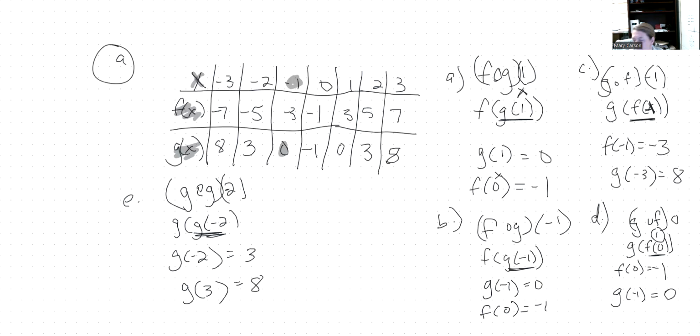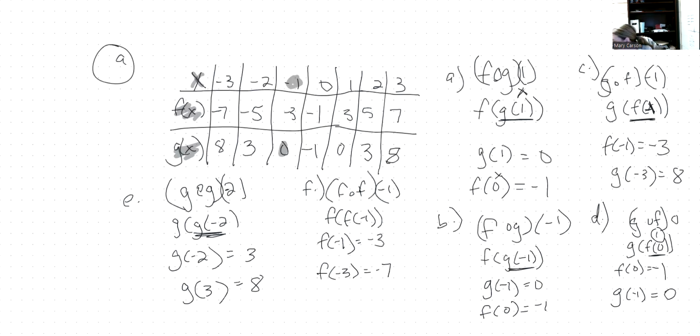Okay, and then the last one is f of f of -1. So we go to f of -1 first. Here's f, here's -1 right here. It's going to be -3. And then you're going to do f again, now of -3, and that's going to be equal to -7.